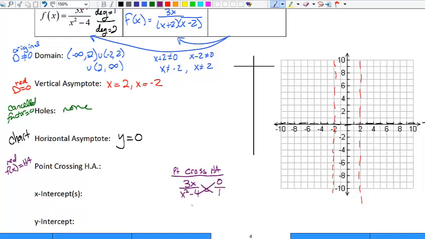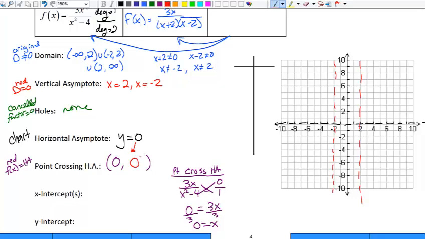When I cross multiply, 0 times the denominator is 0, 3x times 1 is 3x, so I solve and I get x equals 0. Okay, because I got x equals 0, that tells me I do have a point that's crossing the horizontal asymptote. And so I take this x equals 0 and that goes in for the x coordinate. The y coordinate comes from my horizontal asymptote.